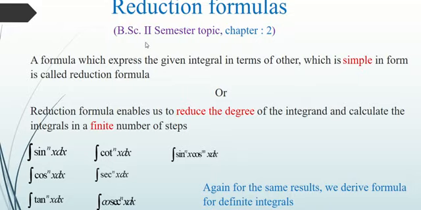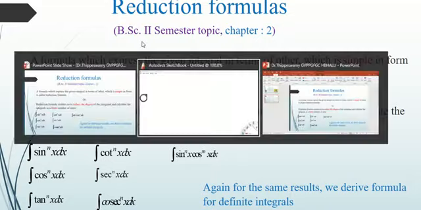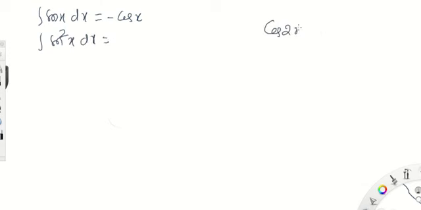Before starting the reduction formula, I think you are already familiar from second PU with some integral terms. How to integrate sin x dx? I think you know that it is minus cos x. If you integrate sine square x dx, using a multiple angle formula, cos 2x can be written as 1 minus 2 sine square x. It can be written as the integration of (1 minus cos 2x) divided by 2 into dx.